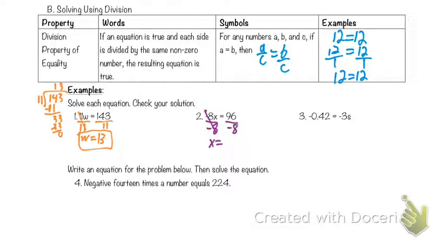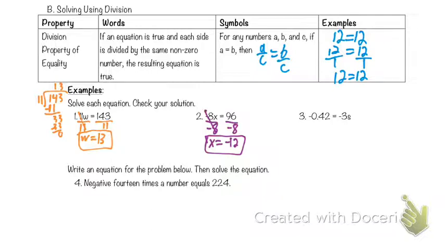Divide the other side by negative 8. 96 divided by negative 8. 12, but what kind? Negative. It's going to be a negative 12. If we don't know that, we can always do that off to the side as well. We can double check our work by saying, oh, negative 8 times negative 12? That would be positive 96. Questions on that one?